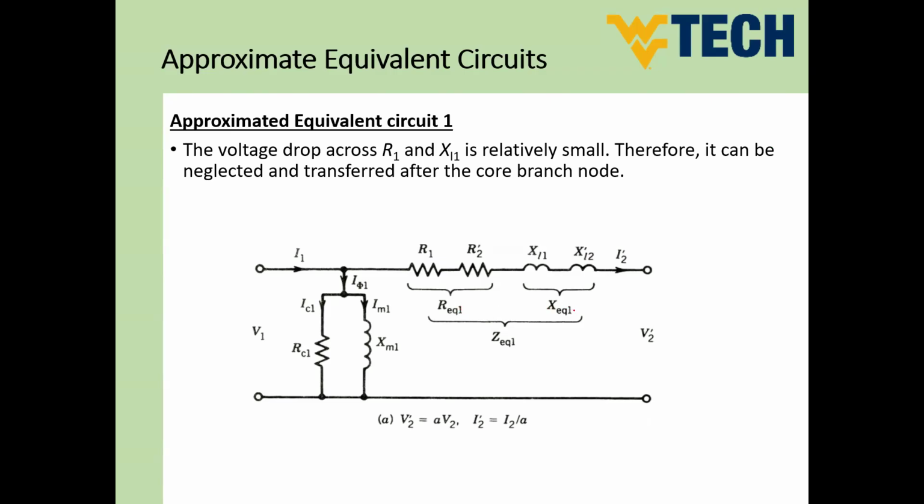And X equivalent 1 is the same. So this is the equivalent of the overall reactance of our leakage inductance, and 1 means referred to the primary side. So we can say now Z equivalent 1 equals R equivalent 1 plus j X equivalent 1. So this is the equivalent impedance. How does this approximation simplify the equivalent circuit?